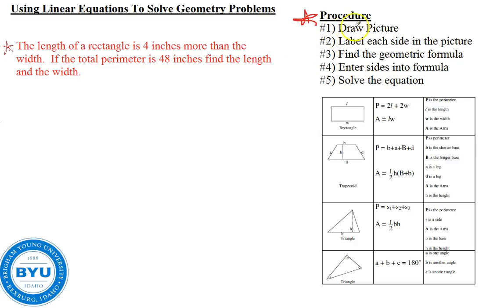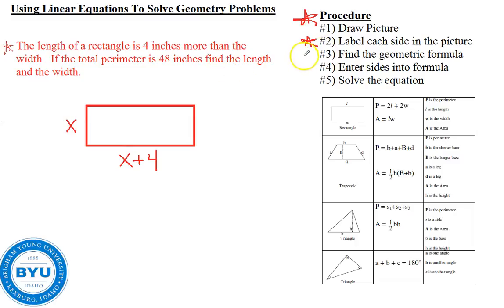Step number 1, you should draw a picture. Okay, let's do that. I've got a rectangle here, so I better draw a rectangle. There it is. It then says in step number 2 to label each side in the picture. Now this is interesting. They tell me that the length of the rectangle is 4 inches more than the width. So I'm going to let the width be x because I don't know what that is. And I don't know the length either, but I do know that it's 4 inches more than the width. So since x is the width, I would let the length be x plus 4 because it's 4 inches more.